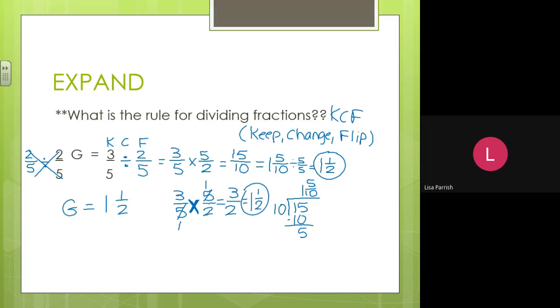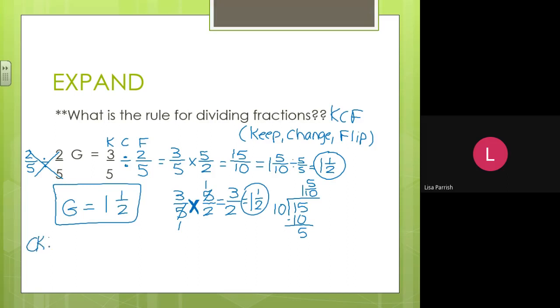Okay, remember, cross reducing is simply reducing at the beginning of the problem instead of at the end of the problem. The first way we worked it, we had to reduce at the end. This time we reduced at the beginning. So it saves you a little bit of work. But if it's confusing, you don't have to do that. It's more helpful, especially when you have larger numbers. Okay, so we got our answer of 1 1/2. Now we still have to check it.